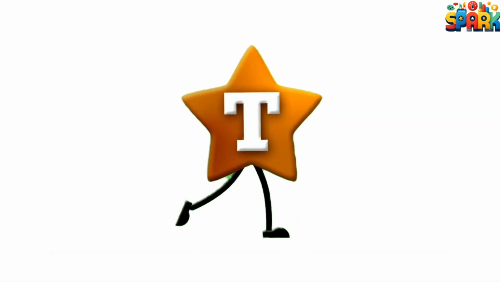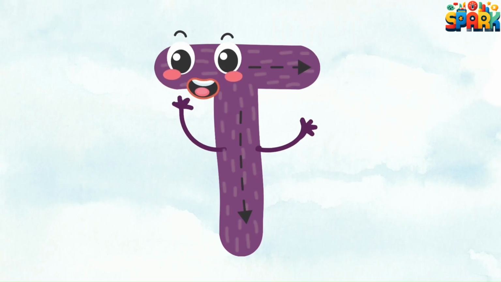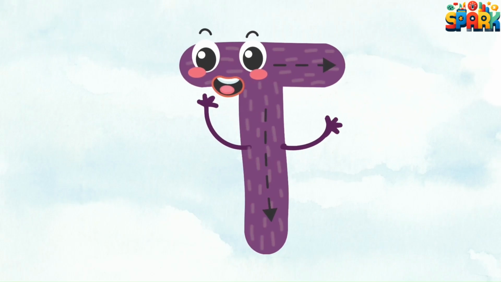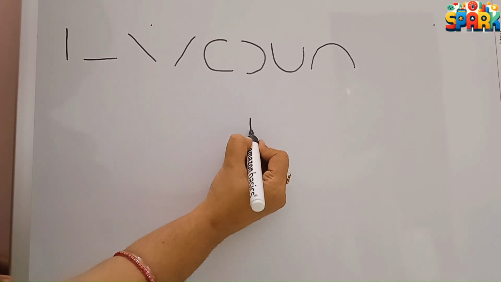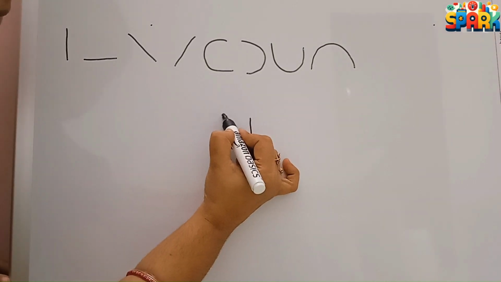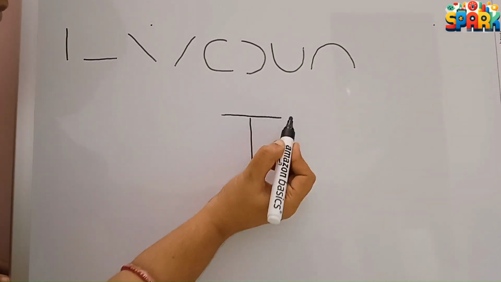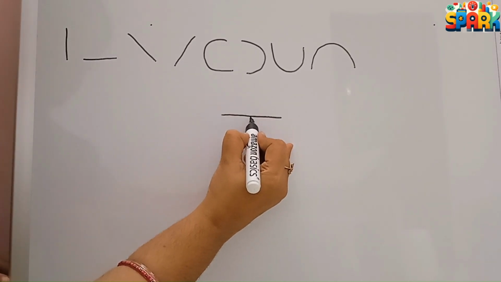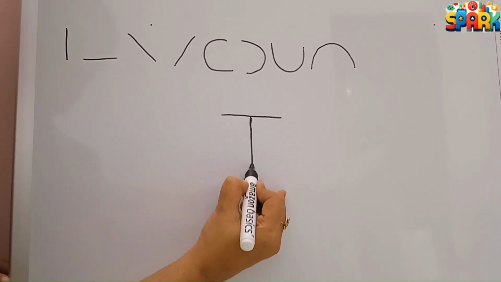Now let's move to T. This is the letter T. Now let's trace it together. Start from the top. Draw one standing line. Now draw a small sleeping line at the top. Wow, it's T. Let's trace it together.